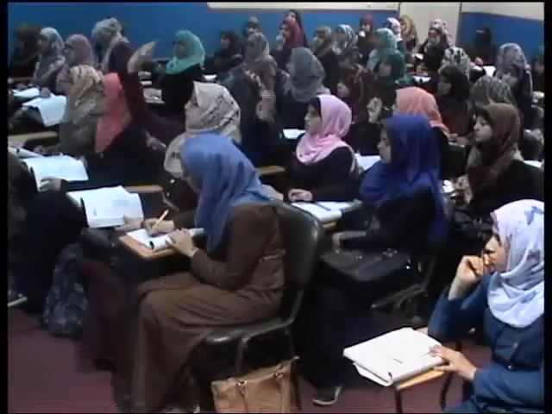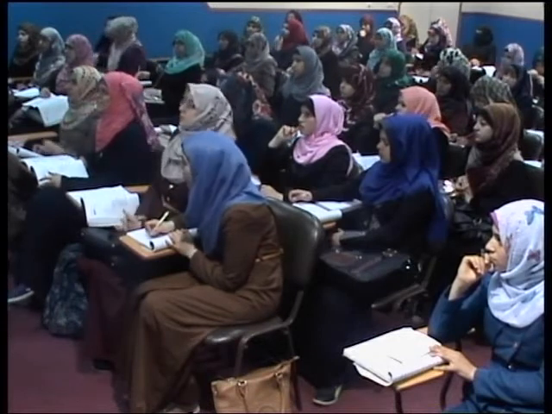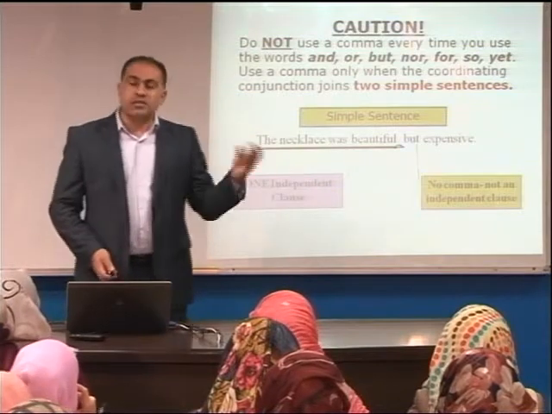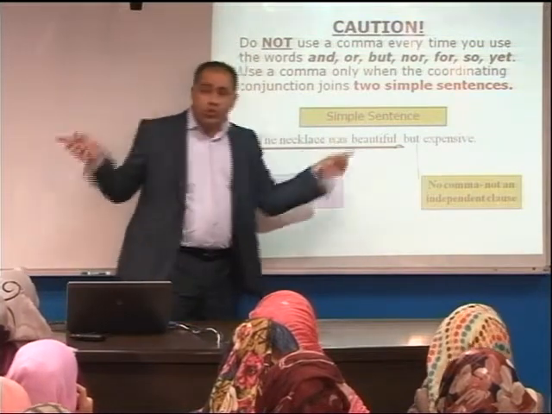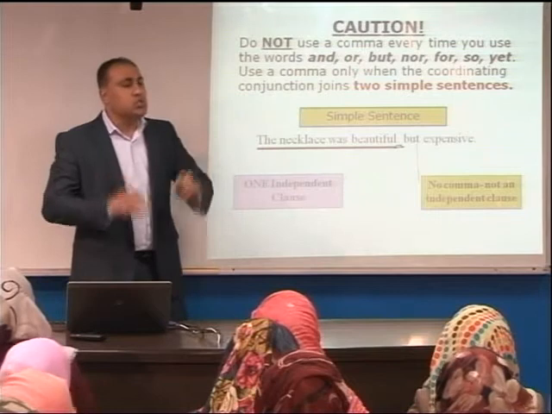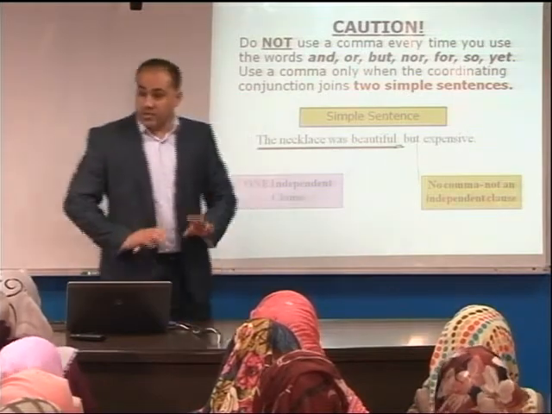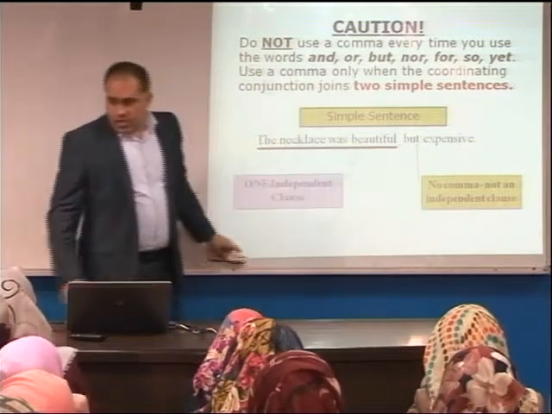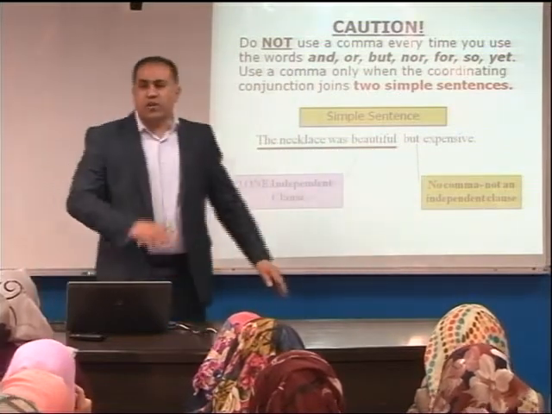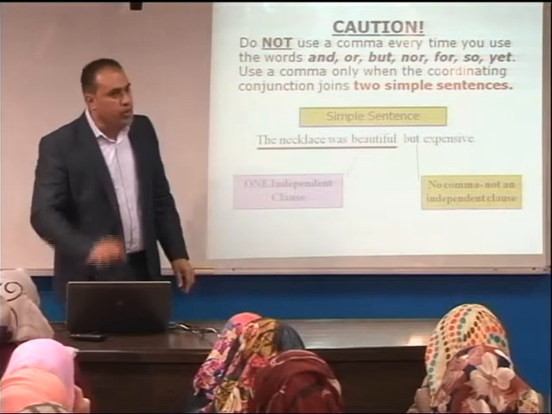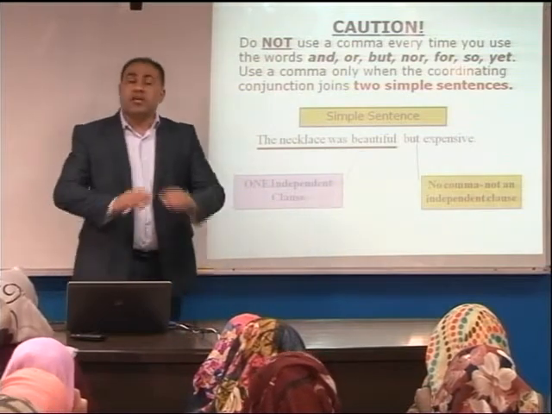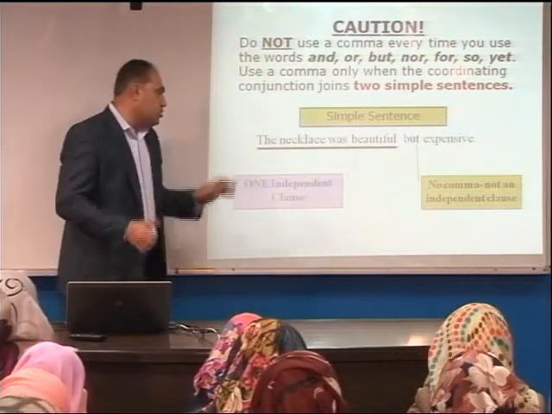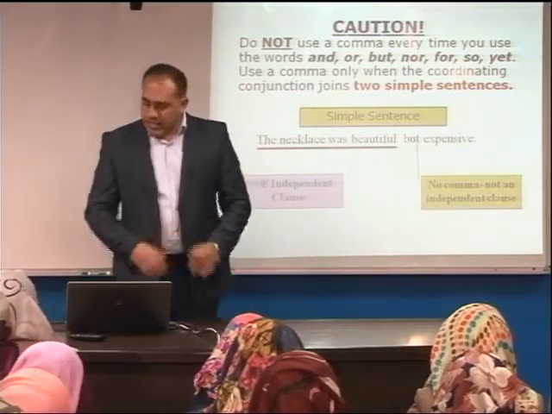It is not a compound sentence. It is a simple sentence. And but here is not joining two sentences. This is just two words or two phrases, but not two simple sentences, and therefore there is no need for a comma here. So it is not that every time we see and or but we have to put a comma. We have to look at the sentence structure. If it is a compound, then we put a comma, and if it's not, then there is no need for a comma. Is this clear? All right.